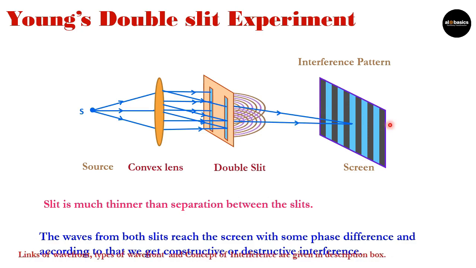This interference pattern is in the form of bands of maximum intensity and minimum intensity. It is in the form of bands because our two secondary sources are linear sources. In this way, the setup of Young's double slit experiment is used.